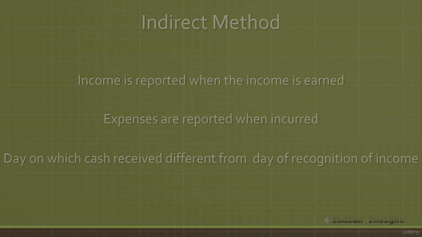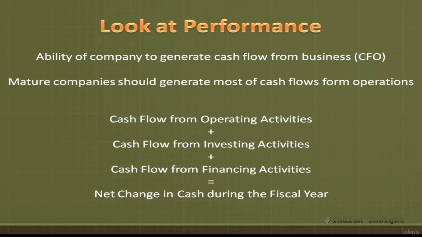The cash flow statement presents another way to look at the performance of the company. Specifically, it tells you about the ability of a company to generate cash flow from running its business. This is essentially the part of your cash flow from operations. This number tells you how much cash the company is generating from running its business. Ideally, an established company should generate most of its cash flow from its operating activities rather than generating cash flows from investing or financing activities.